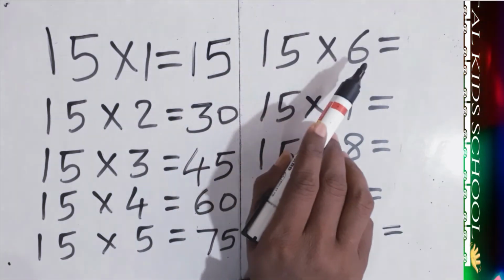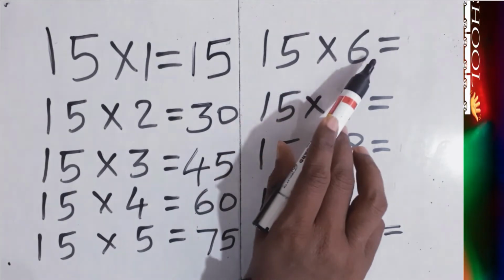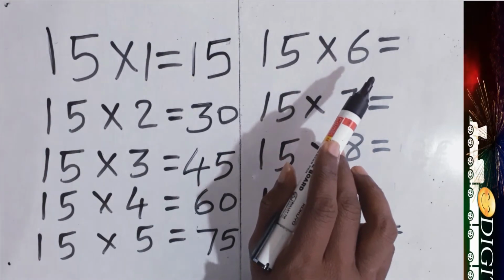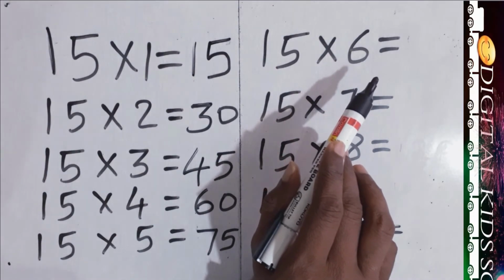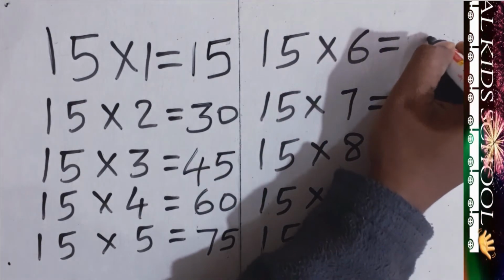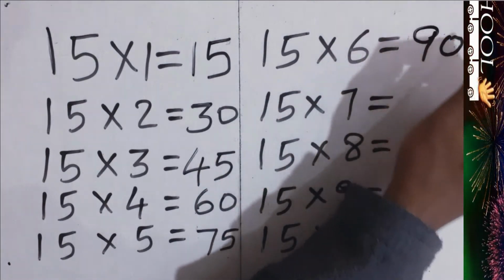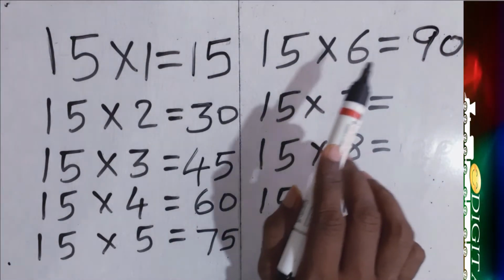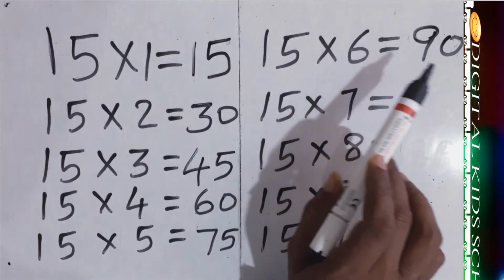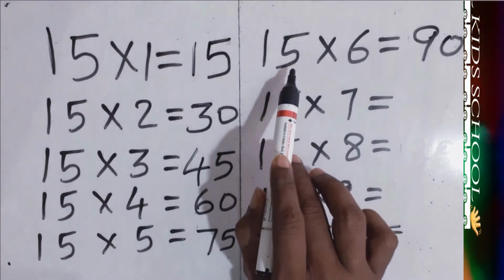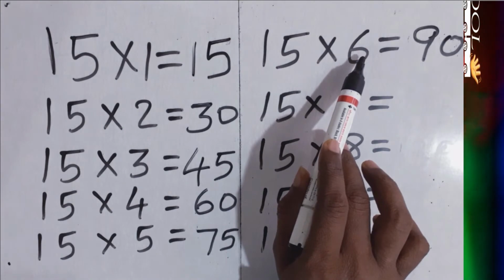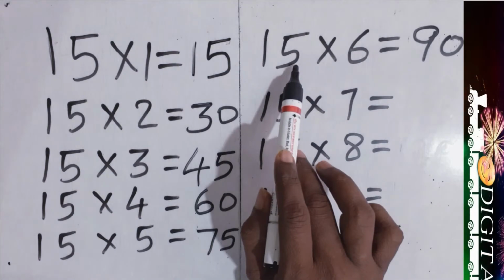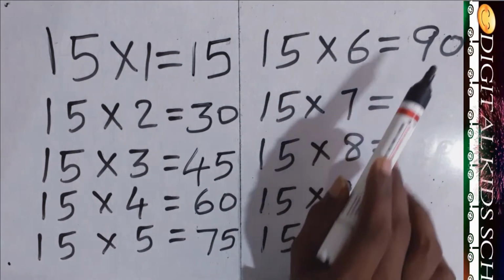Write the answer here. What is the 15 into 6? Tell me the answer. 15 into 6 is equal to 90. Write the answer here. 90. 15 6s are 90. 15 multiplied by 6 is equal to 90. 6 times 15 is 90.